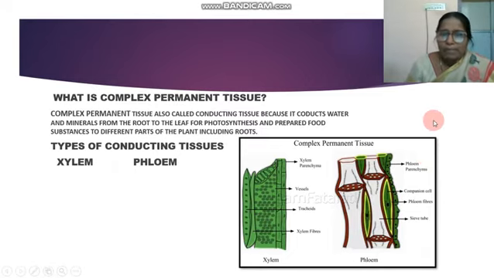What is a complex permanent tissue? Complex permanent tissues are also called conducting tissues because they conduct water and minerals from the root to the leaf for photosynthesis, and prepared food substances are transported to different parts of the plant including the roots. There are two types of conducting tissues. They are xylem and phloem.